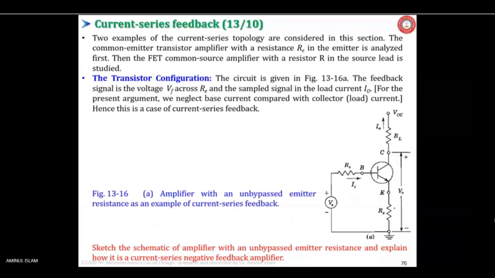Here, what is happening? The output voltage or load is not connected at the emitter terminal. The emitter terminal has a resistance, but output is not taken from there. It is taken from the collector to some ground or neutral point. Output voltage is tapped from the collector terminal. So this is the main difference. Otherwise, the circuit looks more or less similar.